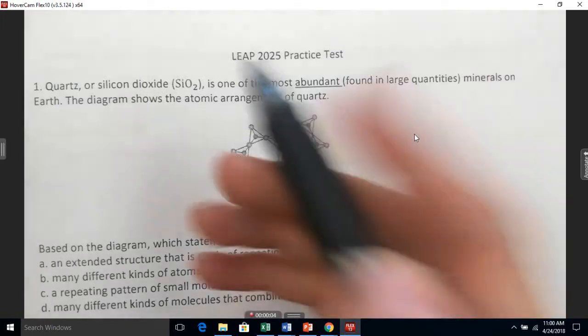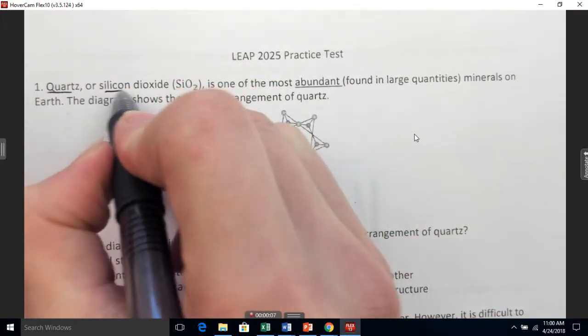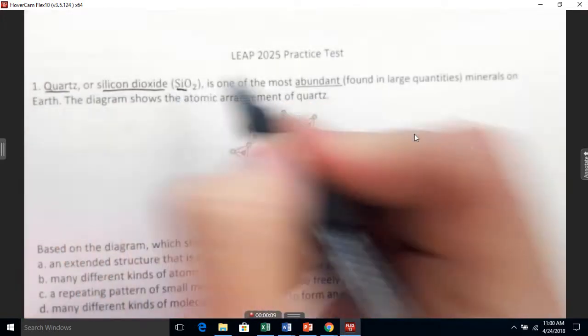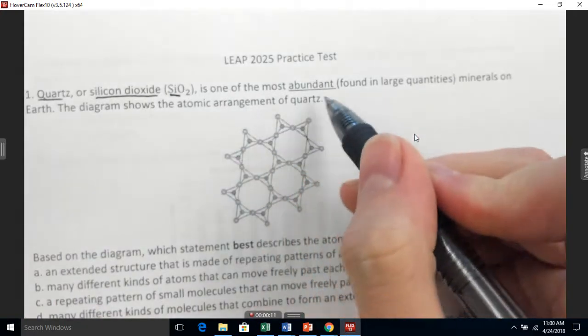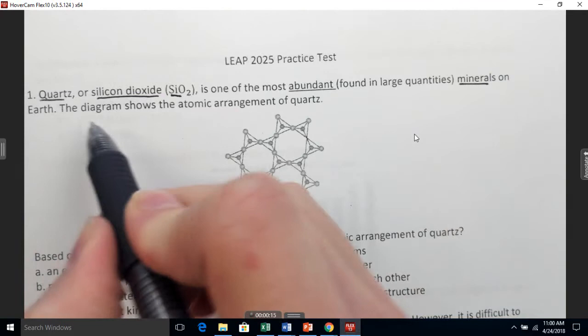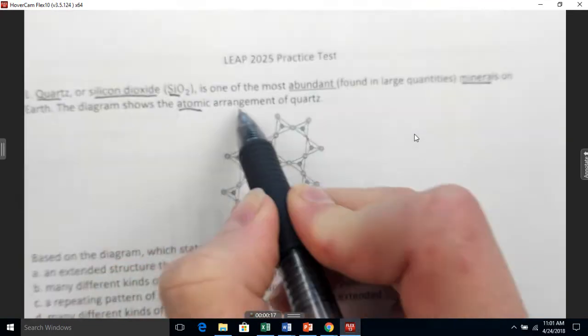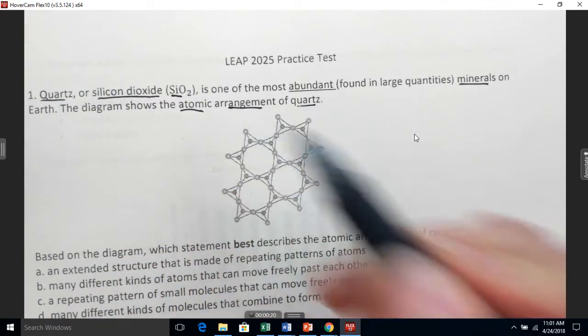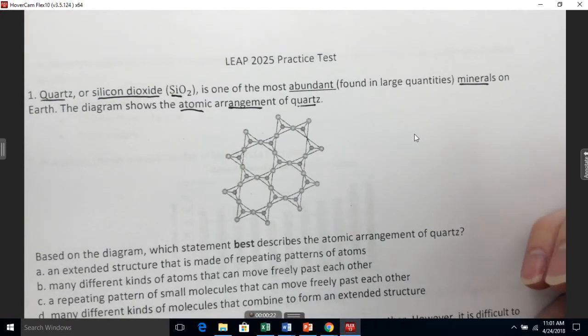Number 1. Quartz, or silicon dioxide, SiO2, is one of the most abundant minerals, found in large quantities on the Earth. The diagram shows the atomic arrangement of quartz. Okay, what would atomic arrangement maybe mean, or how could you break that down a little simpler?